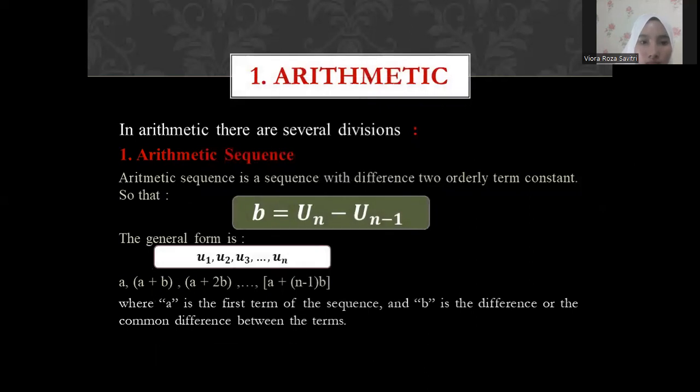An arithmetic sequence is a sequence which differs orderly by a constant, so that b is equal to un minus un-1. The general form is u1, u2, u3, ..., un, which is a, (a plus b), (a plus 2b), ..., (a plus (n minus 1) times b), where a is the first term of the sequence and b is the difference, or the common difference between the terms.